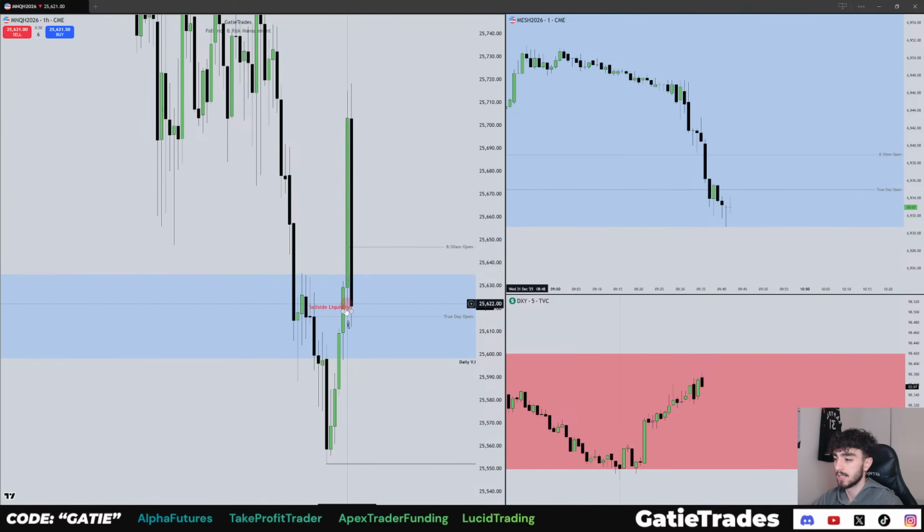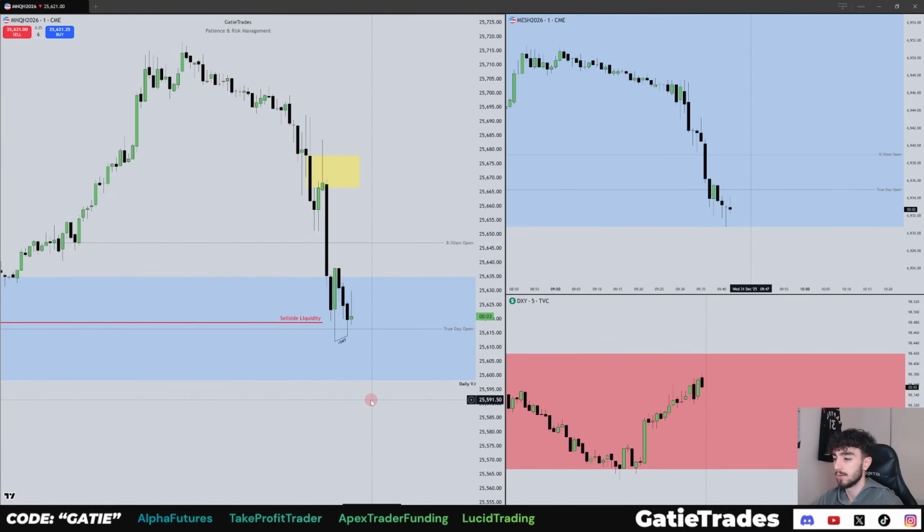Also, why is it sell side? It's the hourly fair value gap lines with true day opening price. It's all right there, you know? Happy New Year, guys.